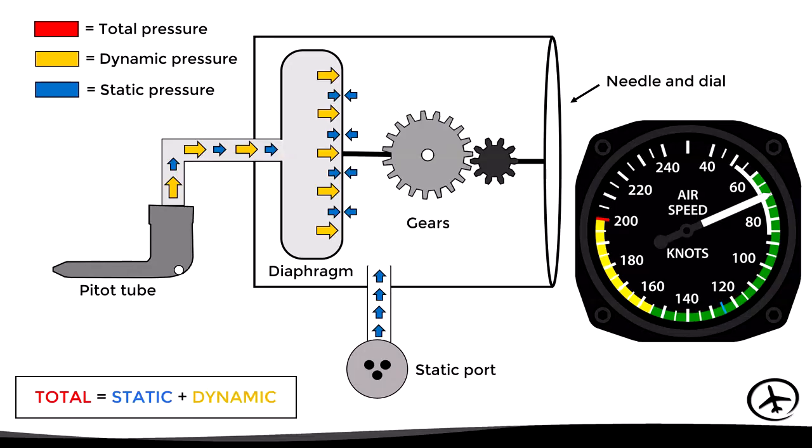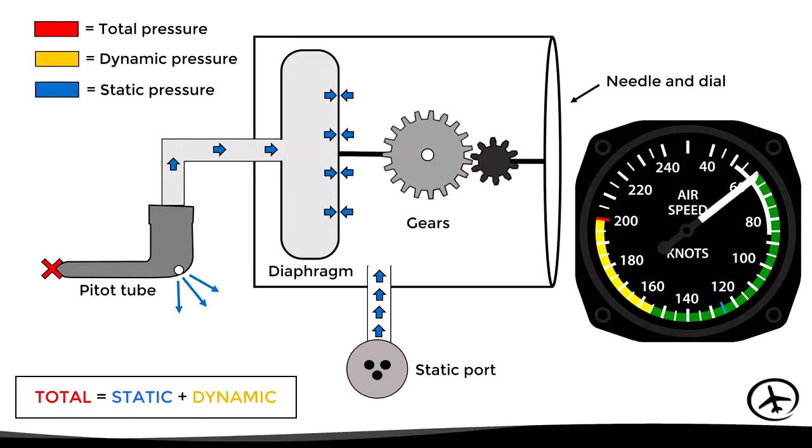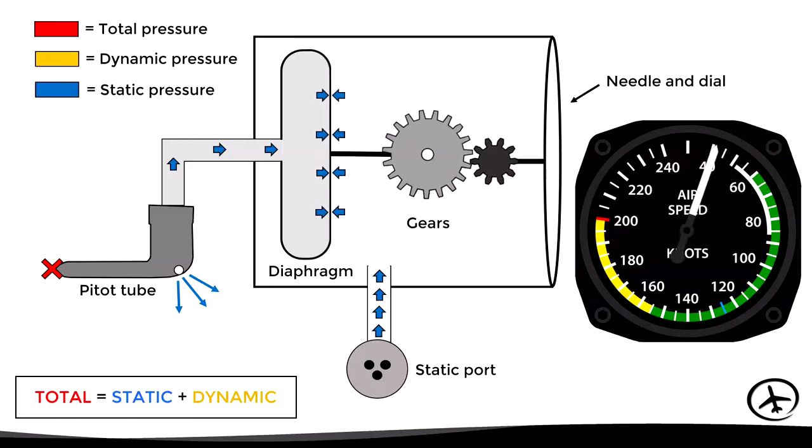Now, if there is a blockage in the main pitot tube intake, the following will happen. The dynamic pressure that was inside the diaphragm will escape through the drain hole of the pitot tube, leaving only static pressure inside. Then the diaphragm will contract, moving the needle to indicate zero.